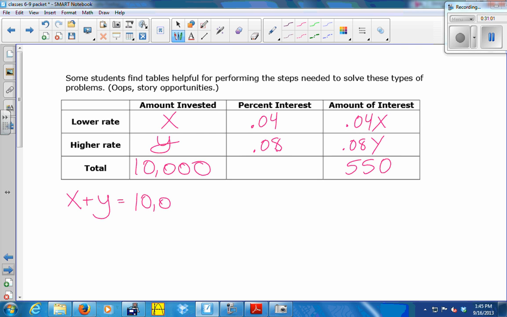When you add up the amount of money that you invest in the lower rate plus the amount of money you invest at the higher rate, you invested 10,000 total dollars. So x plus y has to equal 10,000, so that's one equation. And then if I go over to the last column, the amount of interest I make on one investment plus the amount of interest I make on the other investment is supposed to add up to $550. That's my goal. I want interest from this investment plus the interest from this investment to give me the 550. So I've got 0.04x plus 0.08y should equal 550.